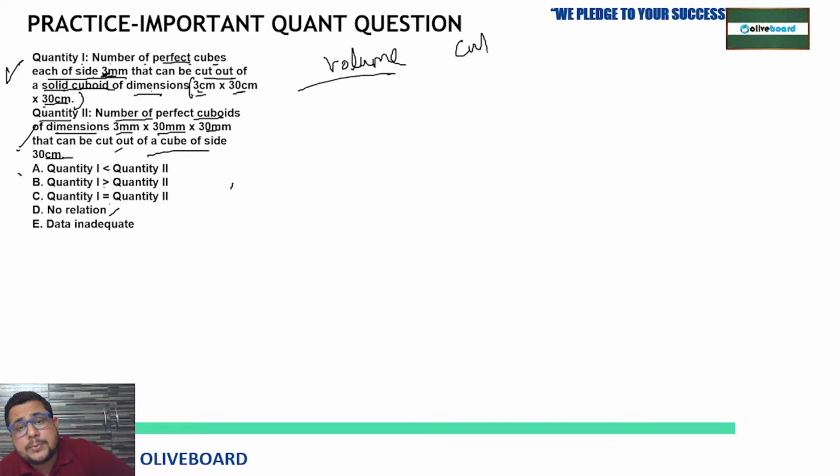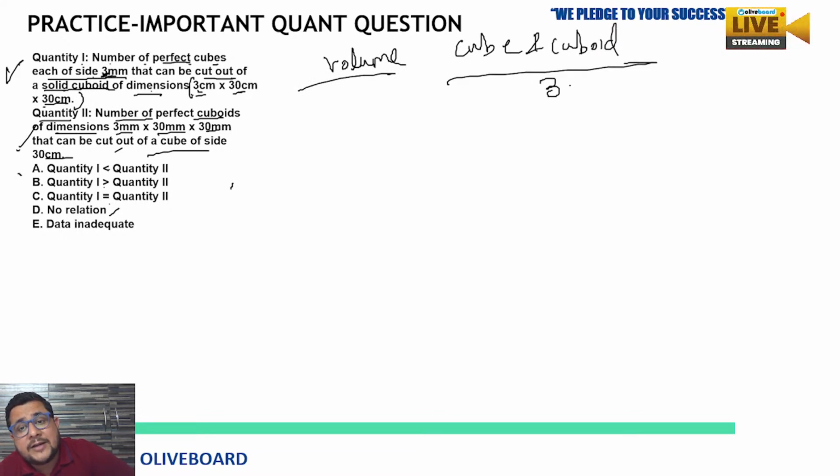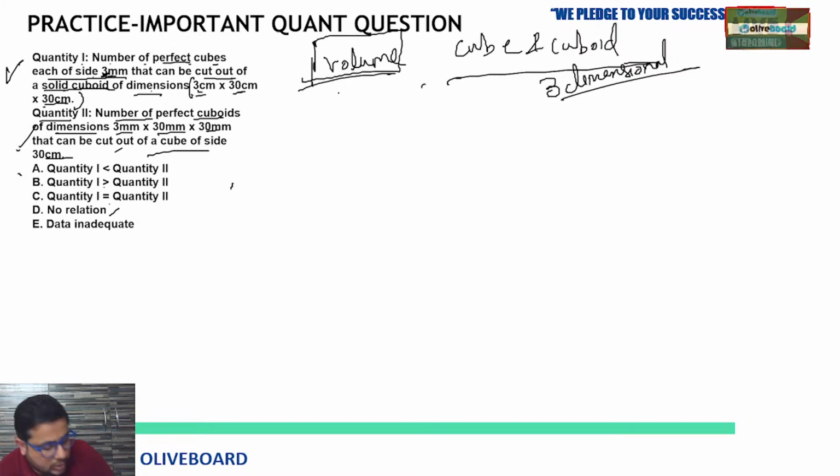Because cube and cuboid are both three-dimensional figures, right? So if we are going to cut something, then we have to cut it from the volume only, from the size of the volume only. Are you getting my point now? So first of all, what would each cube's volume be? If we talk about the cube with side 3 mm, the volume of the cube for quantity 1 is what I am talking about.